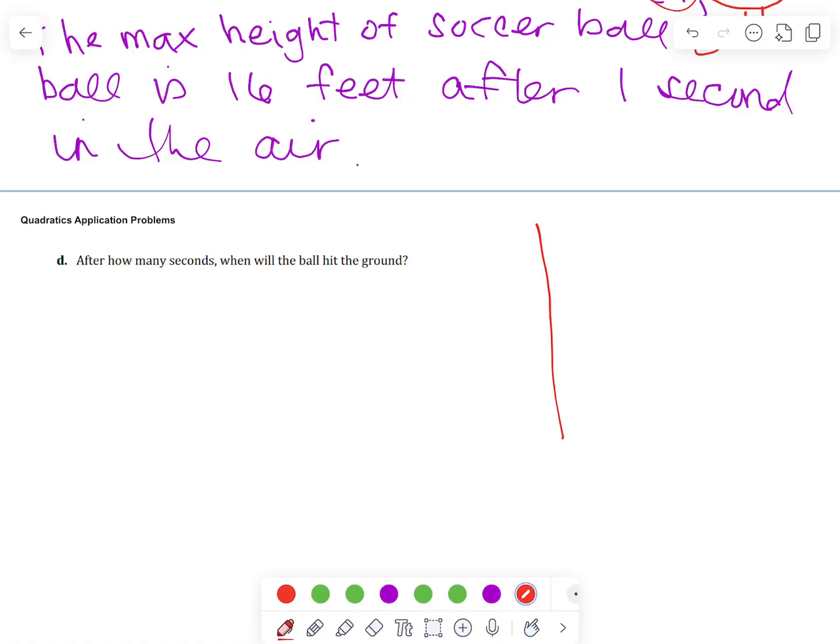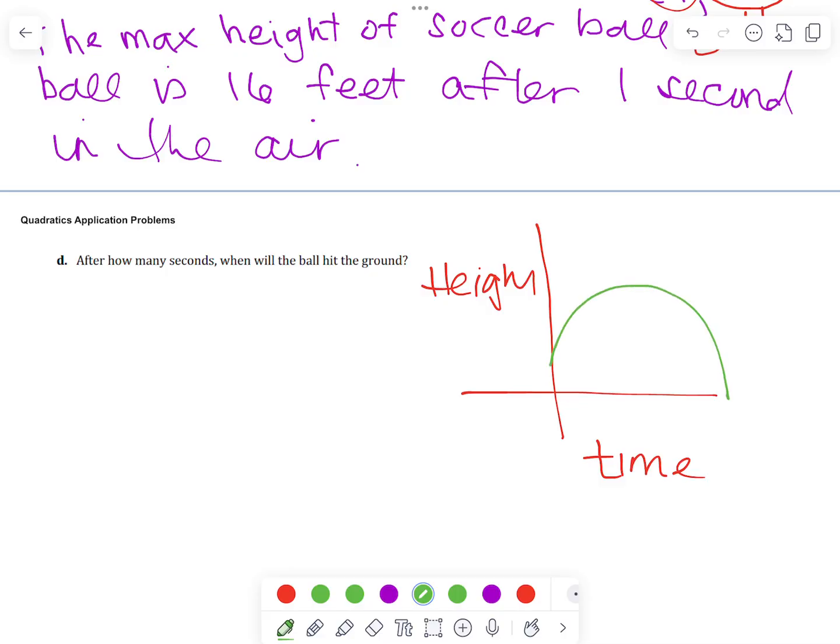So imagine here is our coordinate plane. This is our time, and this is our height. It's going up, and then it's coming back down. It's going to touch at some point over here. After how many seconds will it hit the ground? So here's the ground. How long does it take? So we're looking for the x-intercept.